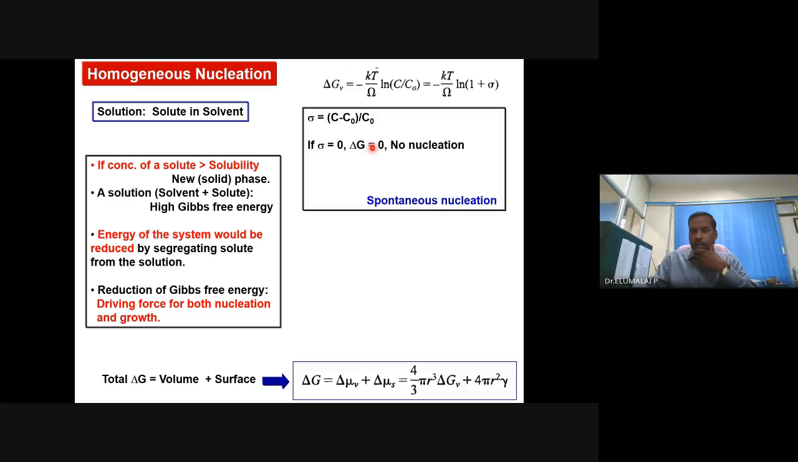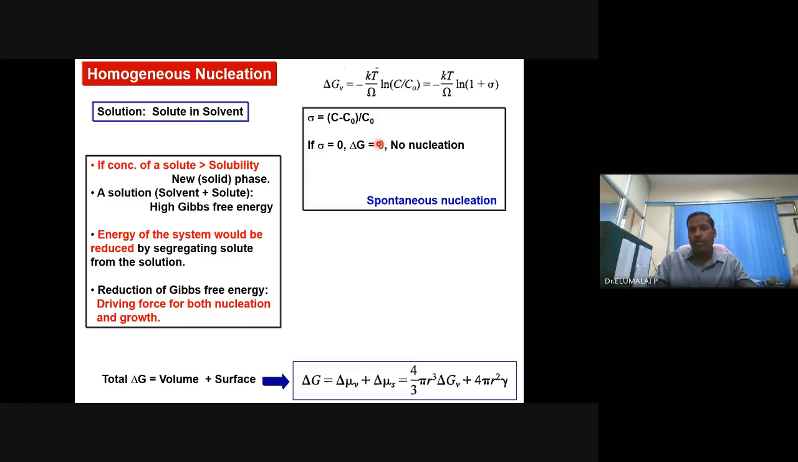What does delta G equal to 0 mean? Zero means it is in an equilibrium process. No nucleation will take place. When delta G is negative, it is spontaneous. When delta G is 0, no reaction, no nucleation, it is said to be under equilibrium.